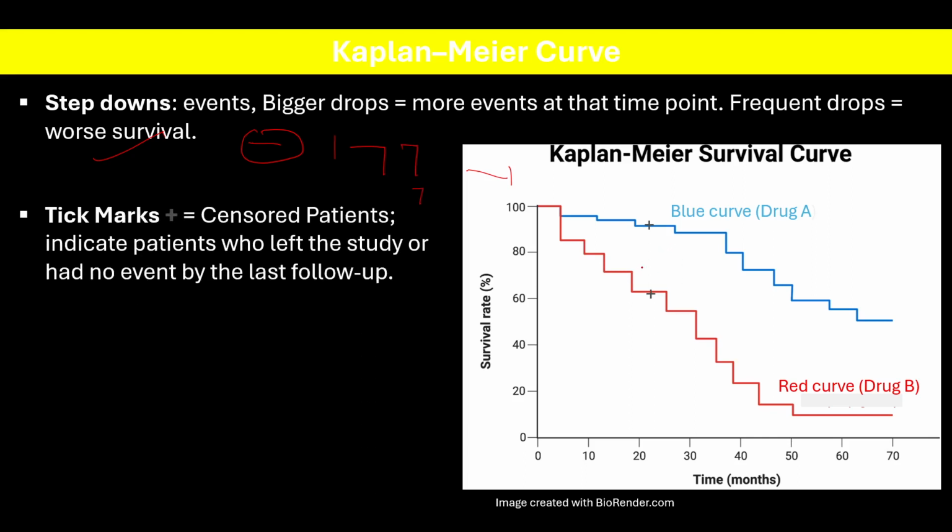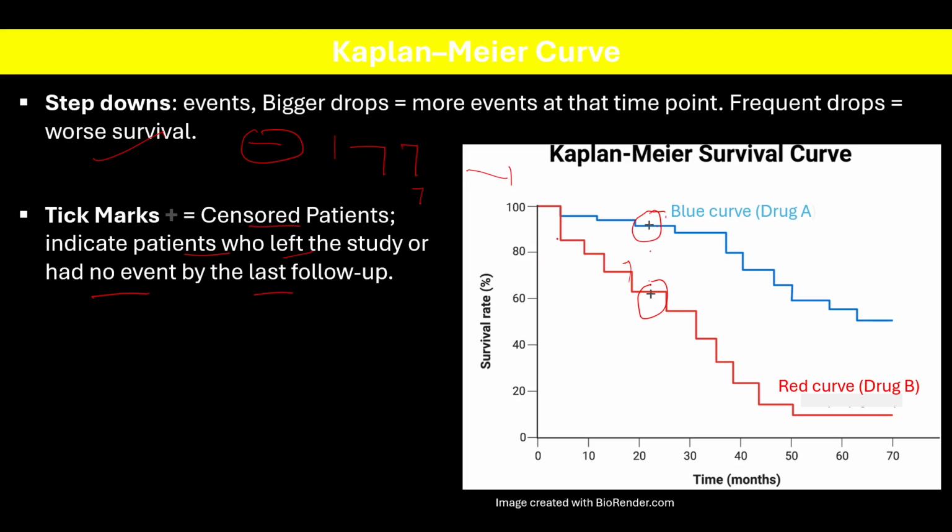And in Kaplan-Meier curve, we also have tick marks. As you can see here, in the blue curve and also in the red curve, we have these tick marks. So these tick marks actually indicate censored patients. That means these are the patients who left the study or had no event by the last follow-up.